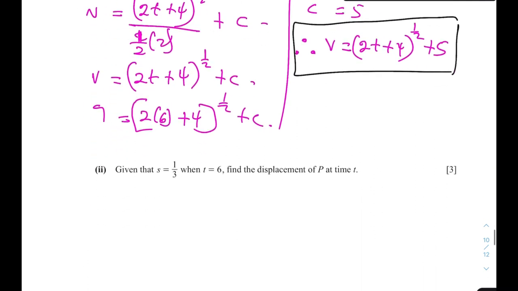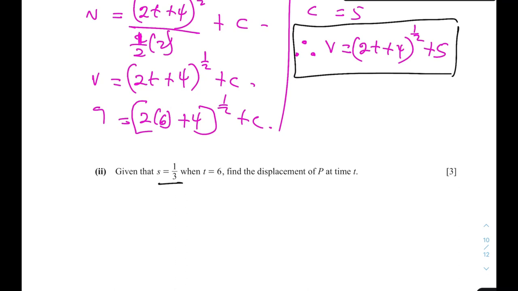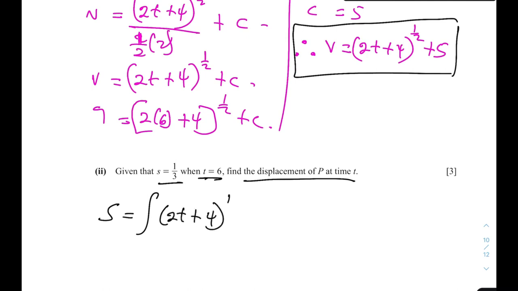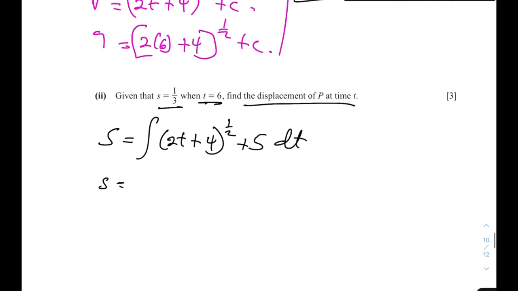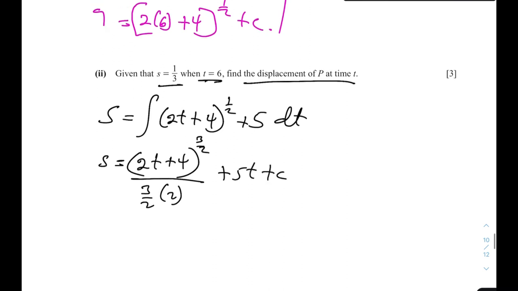Okay. Then the next thing that they want us to do is that they said, given that the displacement is 1/3 when t is this, we should also find the displacement in terms of t. No problem. They just want us to integrate the velocity. So the displacement is just going to be the integral of the velocity, (2t plus 4) to the power half plus 5, dt. So it's going to give us s is equal to (2t plus 4) to the power 3 over 2, over 3 over 2 into bracket 2, plus 5t plus c.